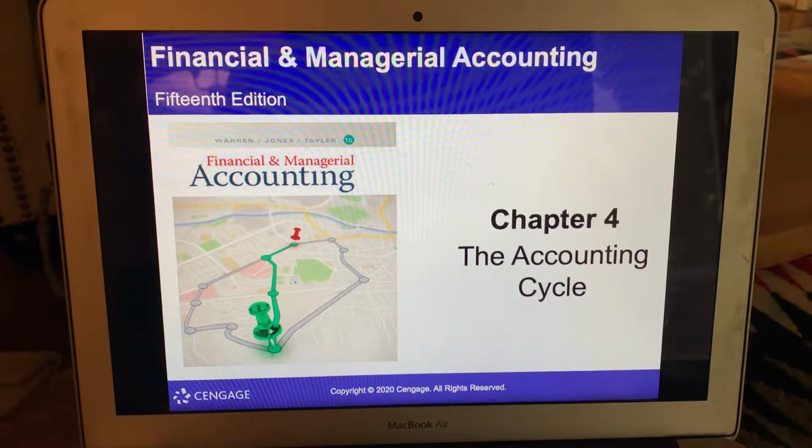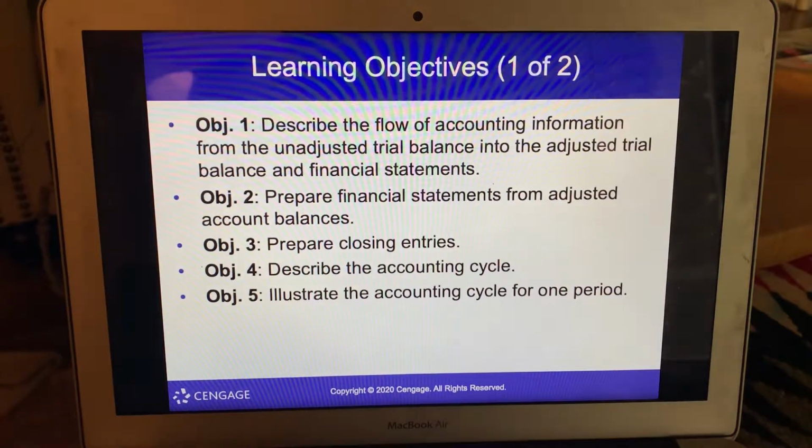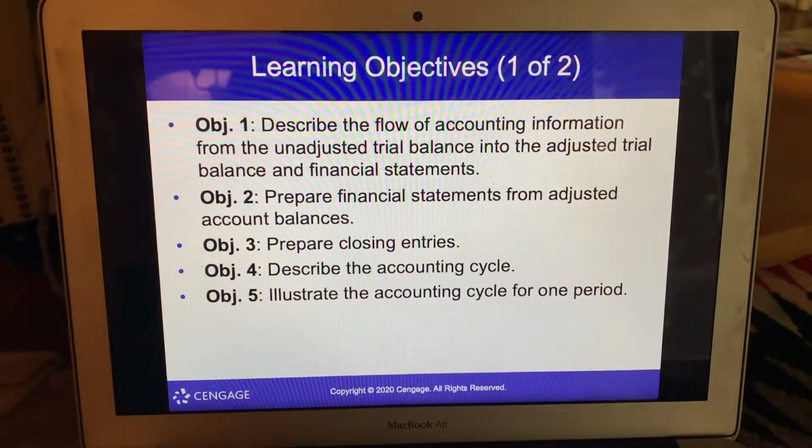Hello class, this is the chapter 4 lecture for Accounting 201, the accounting cycle. The learning objective for this chapter: describe the flow of accounting information from the unadjusted trial balance to the adjusted trial balance and then onto the financial statements.